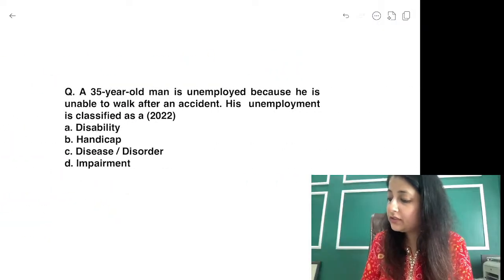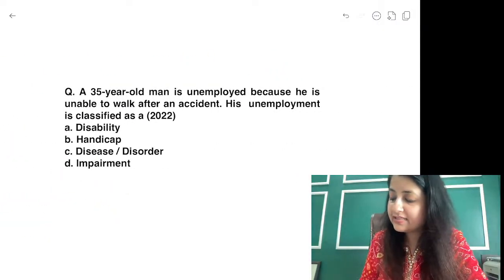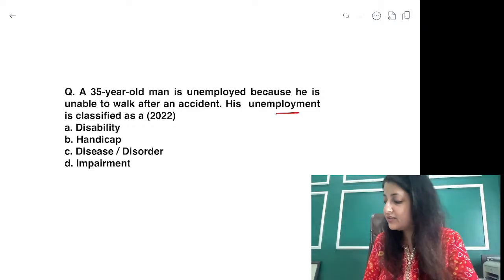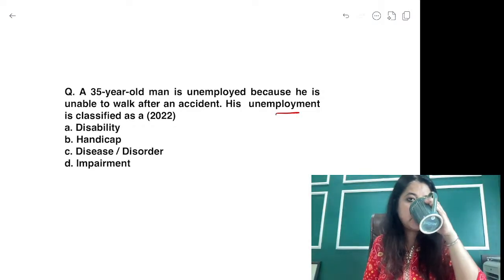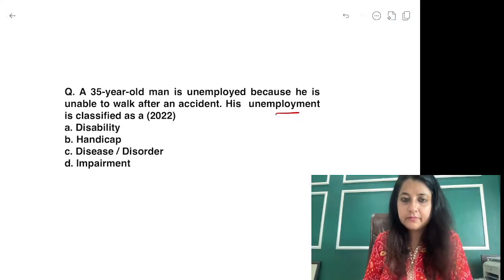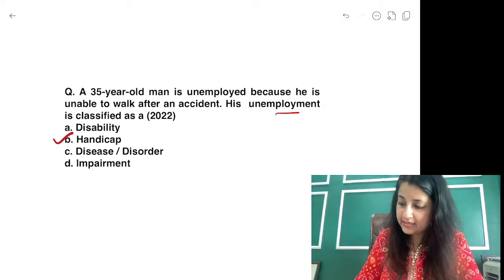Okay? चलो, next one. A 35-year-old man is unemployed because he is unable to walk after an accident. His unemployment is classified as, what is your answer here? Yes, his unemployment is handicap.